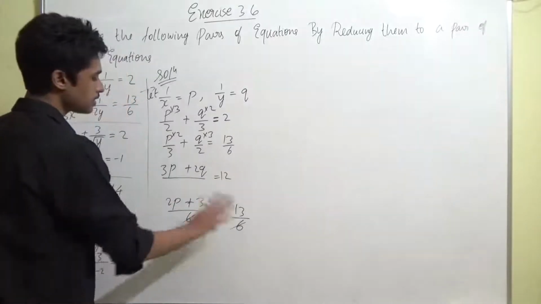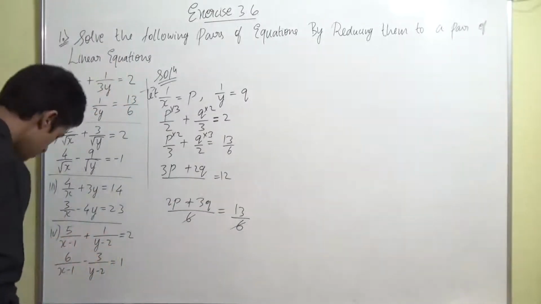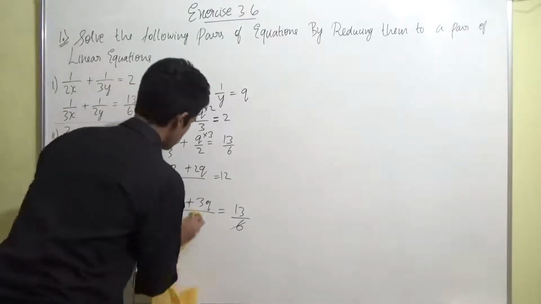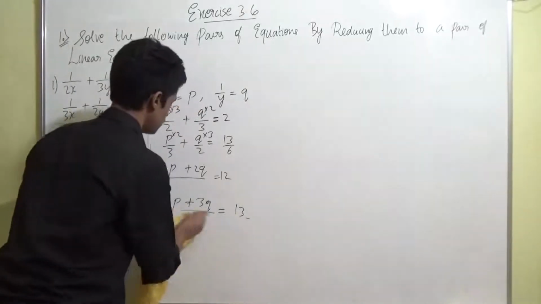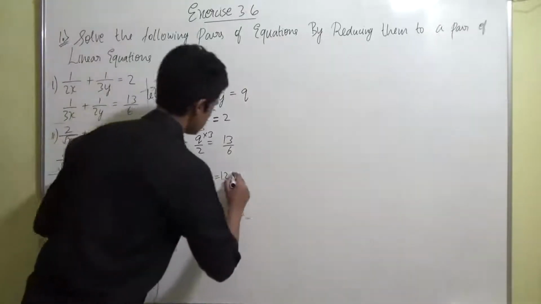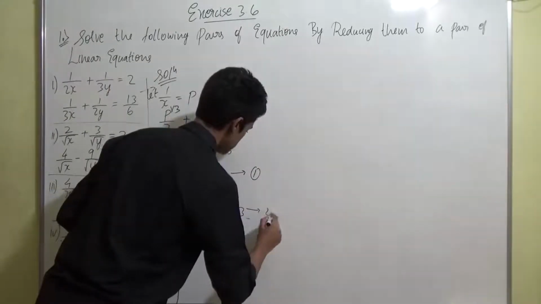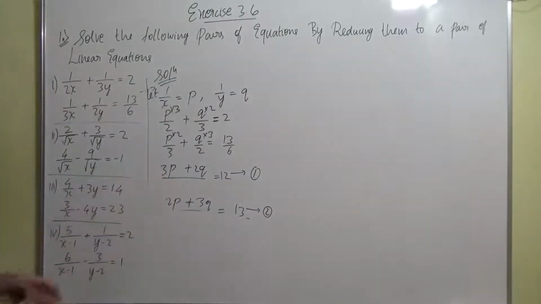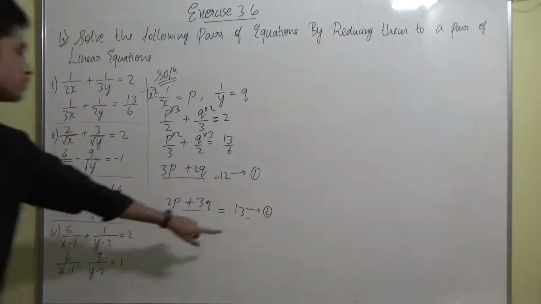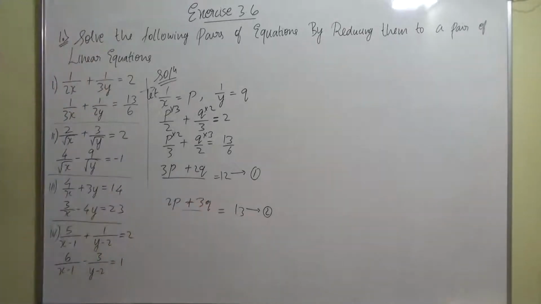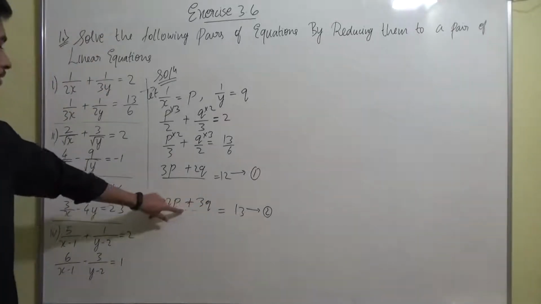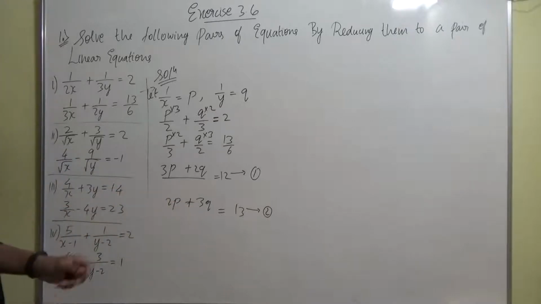Getting it guys? And 6 got cancelled out. So this became your second equation, no? So this became your first equation and this became your second equation. Now we have to solve these two to get the value of p and q. Getting it guys? Right. So now if you see guys, which method we'll adopt?